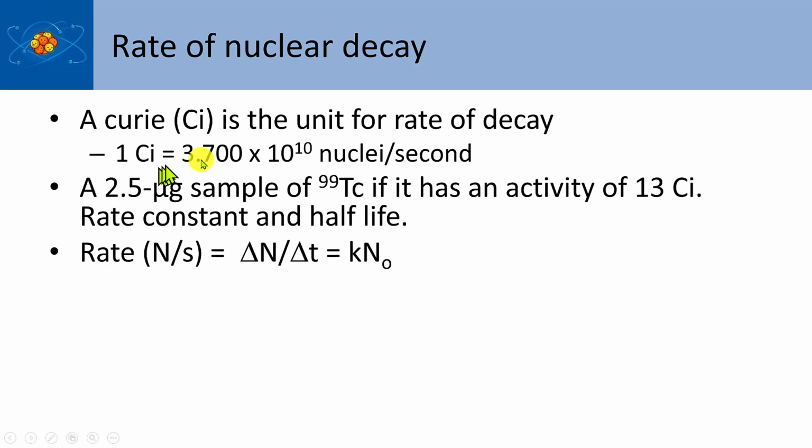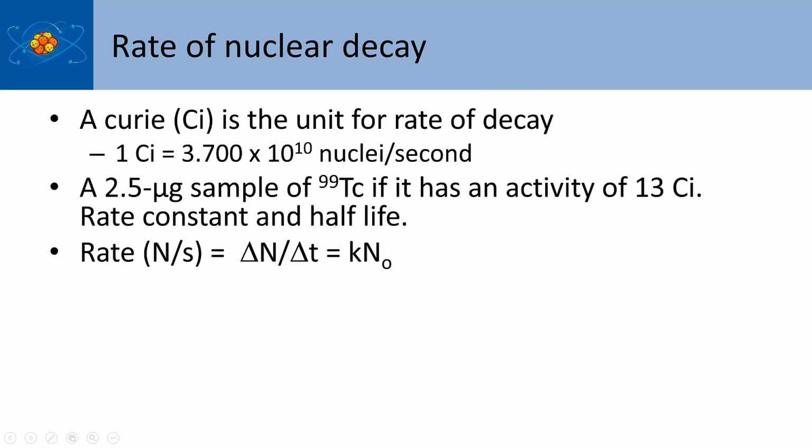If you just had 1 times 10 to the 10th nuclei per second, you would be seeing 10 decays per nanosecond, like 10 to the minus 9 seconds. So this is an extremely fast count. And when we're thinking about nuclear decay, you have to think in those kinds of numbers, because considering what a mole is, it doesn't take much of a mole to produce 10 to the 10th. So anyways, the unit is Curie, and it's 3.7 times 10 to the 10th nuclei per second.